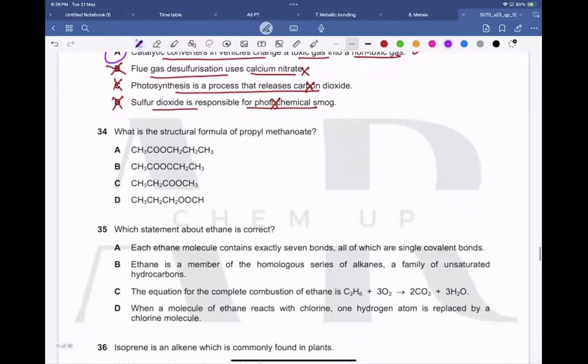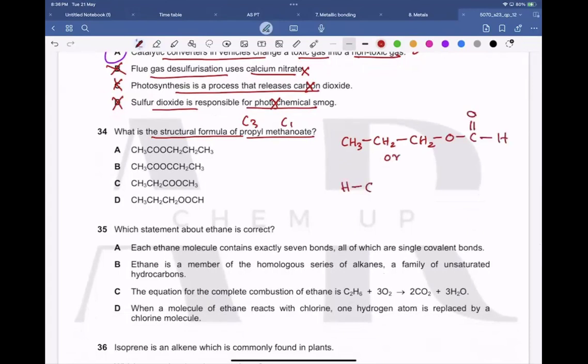Okay. What is the structural formula of propyl methanoate? So propyl, CH3, CH2, CH2, propyl, 3 carbons. Methanoate means 1 carbon. So O, C double bond O, H, or it can be drawn like this, methanoate, methanoic acid. Just remove the H from the O, the rest is methanoate, and then propyl CH2, CH2, CH3.